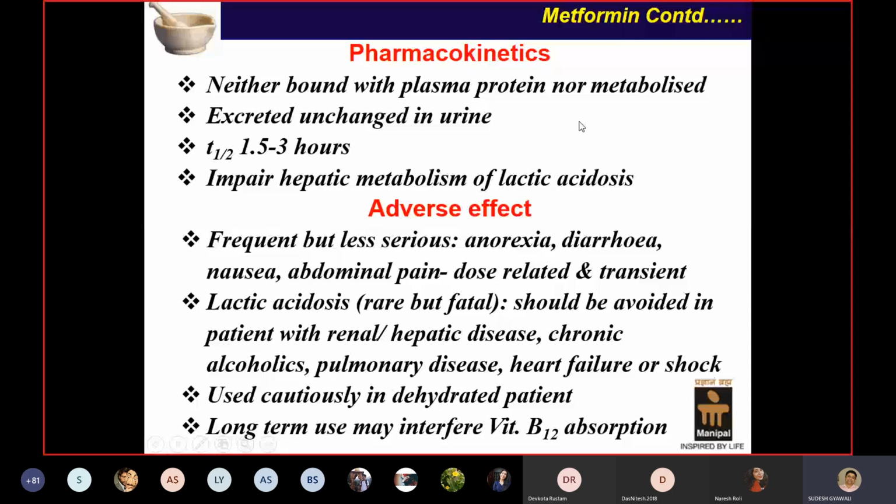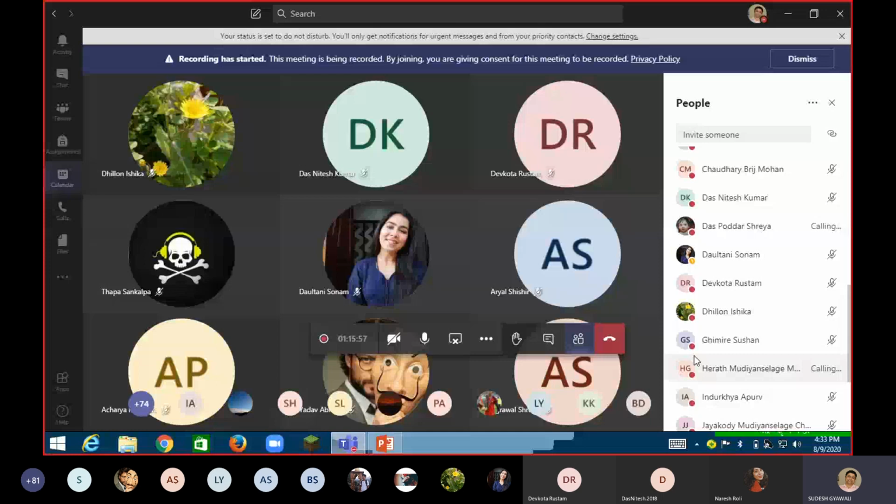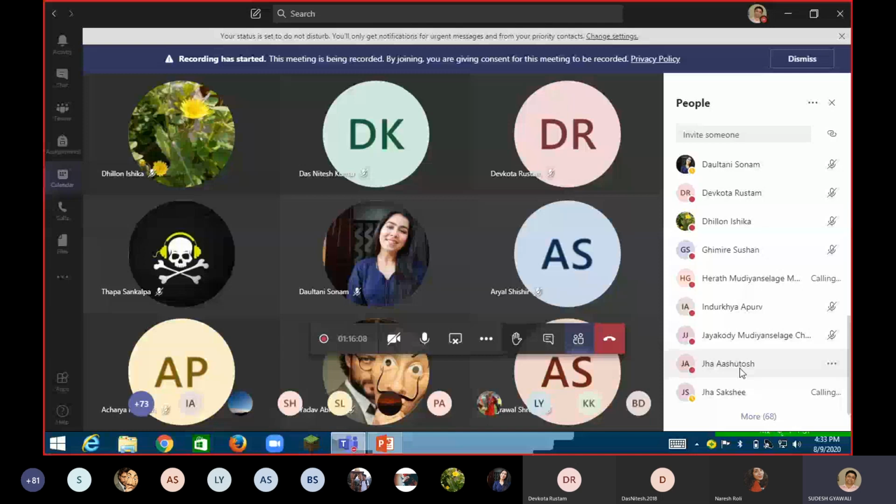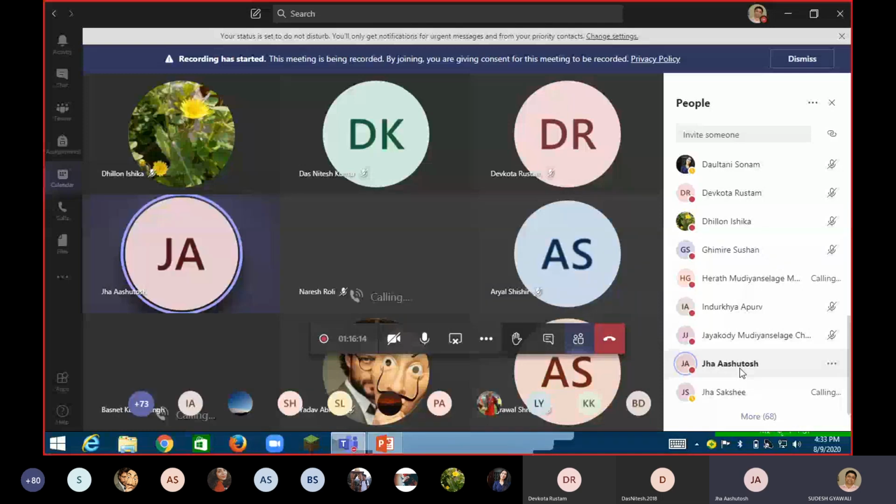So today we will stop here. Before stopping, let me ask some of you. Ashutosh Jha. Yes, sir. Okay. Metformin, what are the precautions that you have to observe while prescribing metformin?